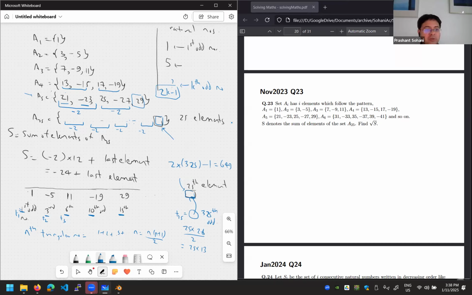And then what about the sign? The sign is just alternating, right? The first was positive, the second was negative. So every odd position has a positive sign. First, third, fifth, like that, the 25th will have positive. So therefore this is positive. This was the last element of my set. I can plug it back into my expression, and I get 649, and so my S is 625, and what they've asked is to find the square root of S. So the square root of S is 25.